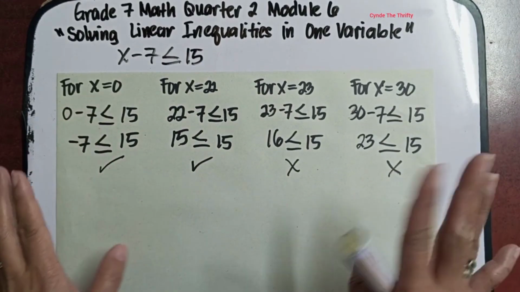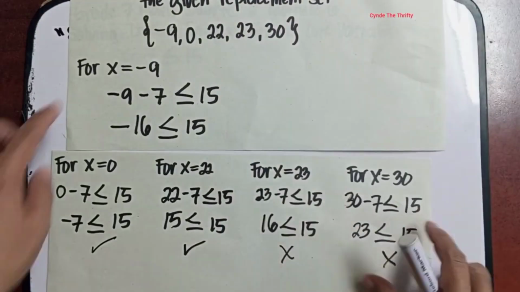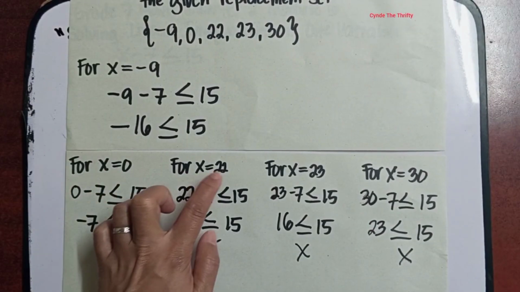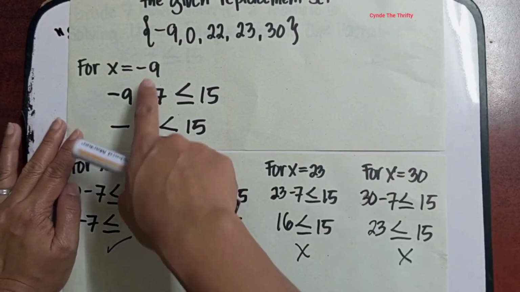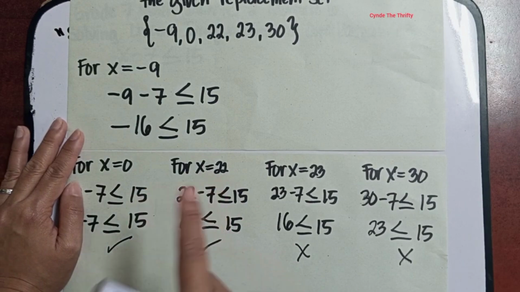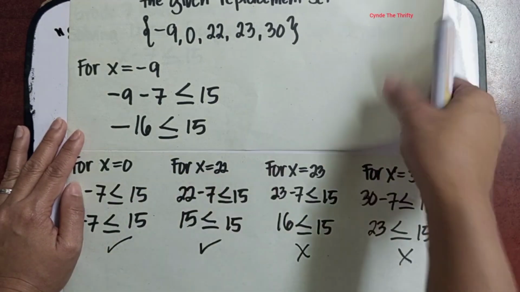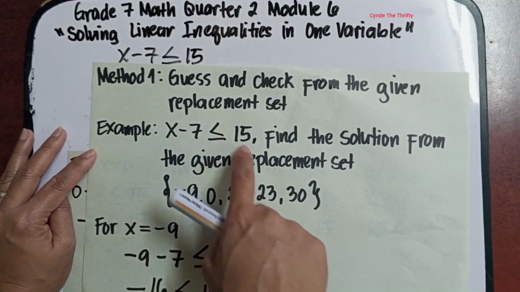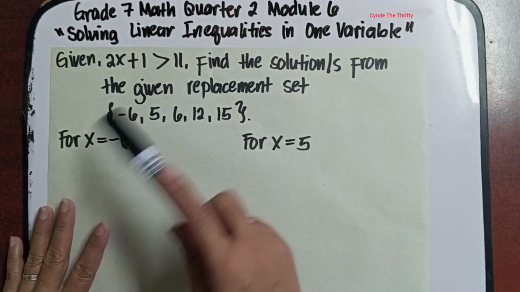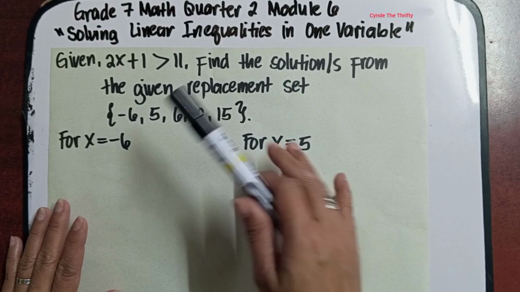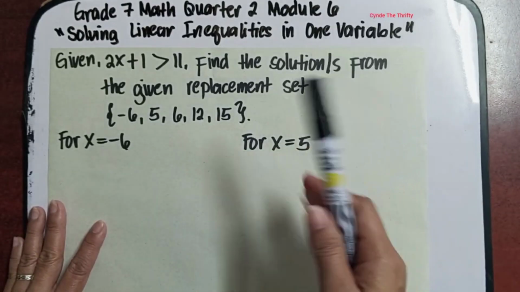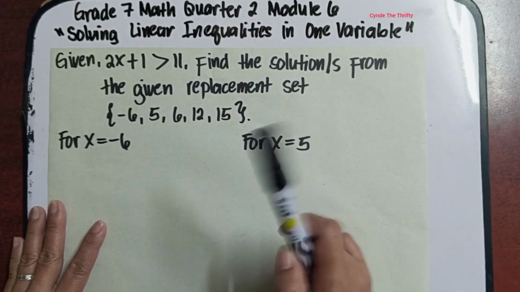So, base sa ating mga sagot, ang parte ng ating solution set is si negative 9, si 0, at si 22. So, ito yung part ng ating solution sa ating linear inequality na x minus 7 is less than or equal to 15. Okay, another example tayo sa ating method number 1 na guess and check from the given replacement set bago tayo pumunta sa ating pangalawang method.